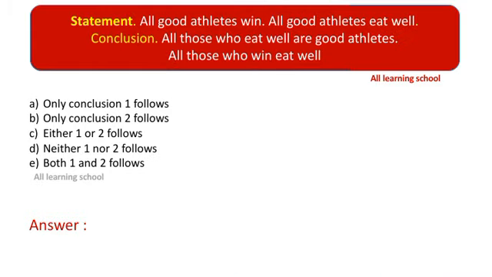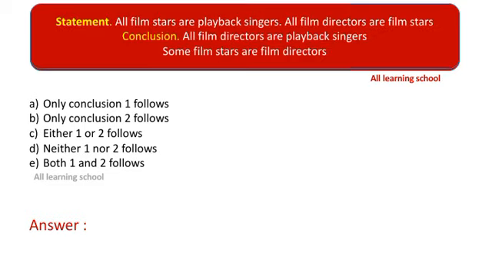Again look at these statements. Here the expense of eat well is 100 but its income is 50, so it is wrong. In the second statement, the expense of win is 100 but the income of win is 50. Expense is more than income, so it is wrong. Simple question. Now look at question number 13. All film stars are playback singers. All film directors are film stars.